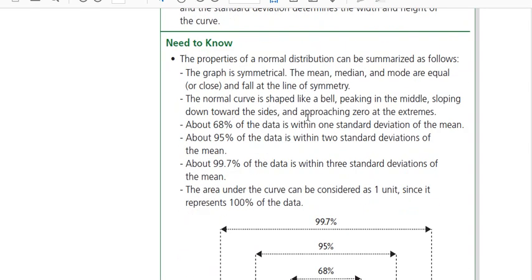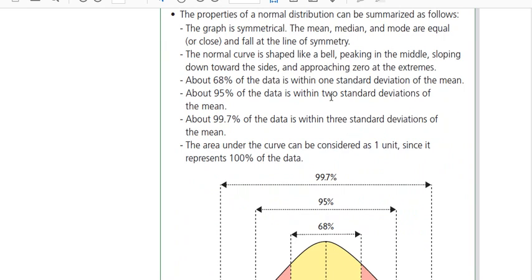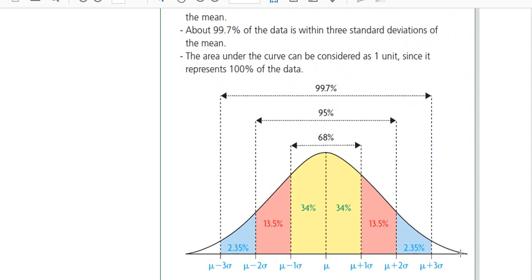The normal curve is shaped like a bell, peaking in the middle, sloping down towards the sides, and approaching zero at the extreme. So it doesn't really ever actually hit zero. It kind of approaches zero, but you'll see that the line appears to be connected. That's fine. It would approach zero, which again, calculus stuff.